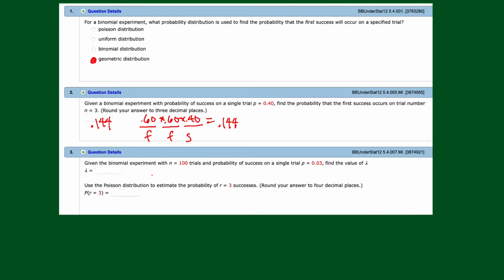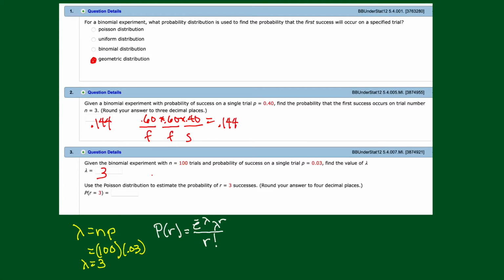For a Poisson distribution, lambda, the expected number, is equal to n times p. After all, it is binomial, so that's the expected number. So this is 100 times 0.03. We would expect 3 successes. So lambda is 3.